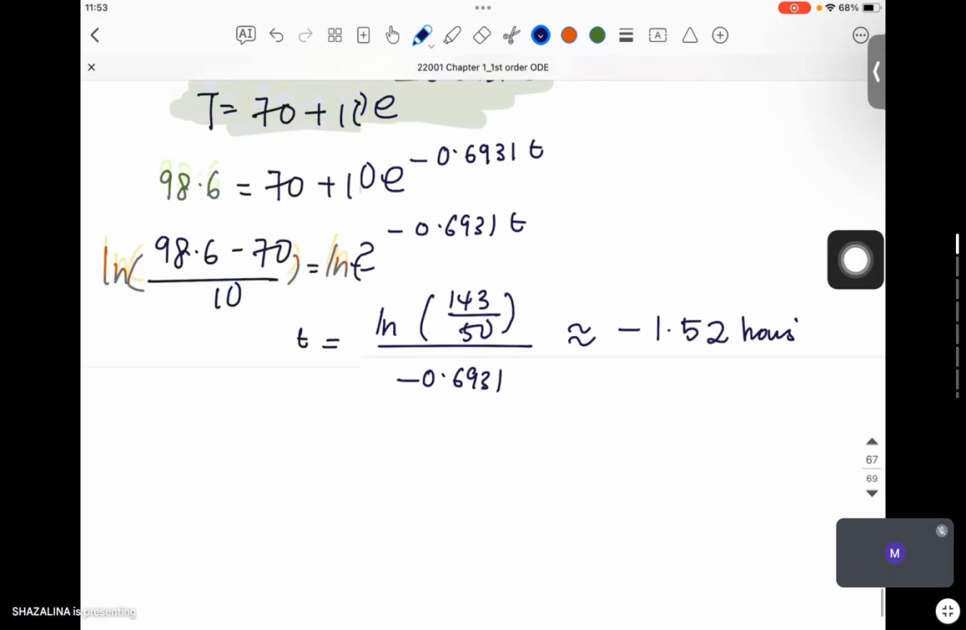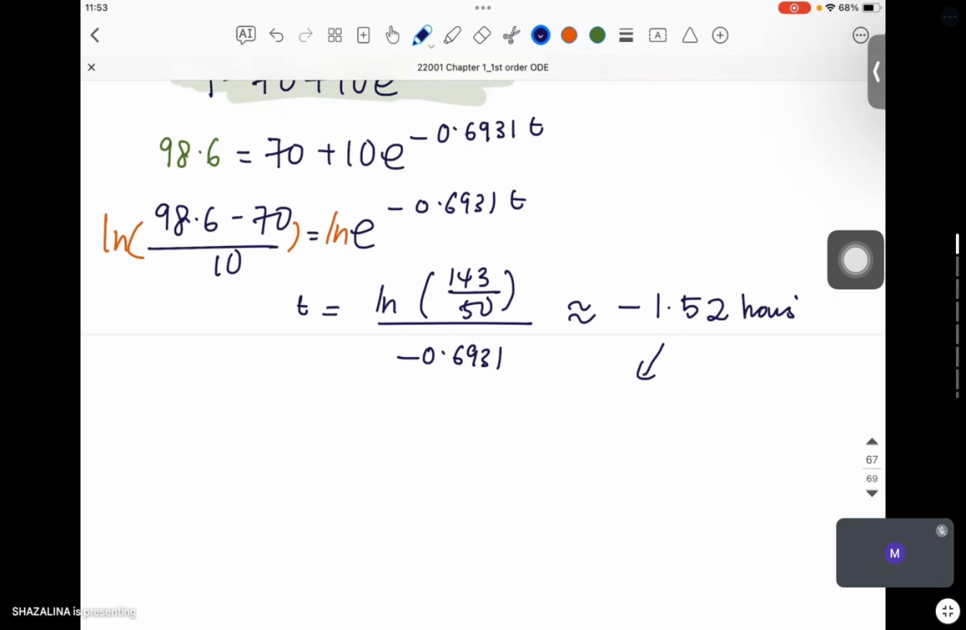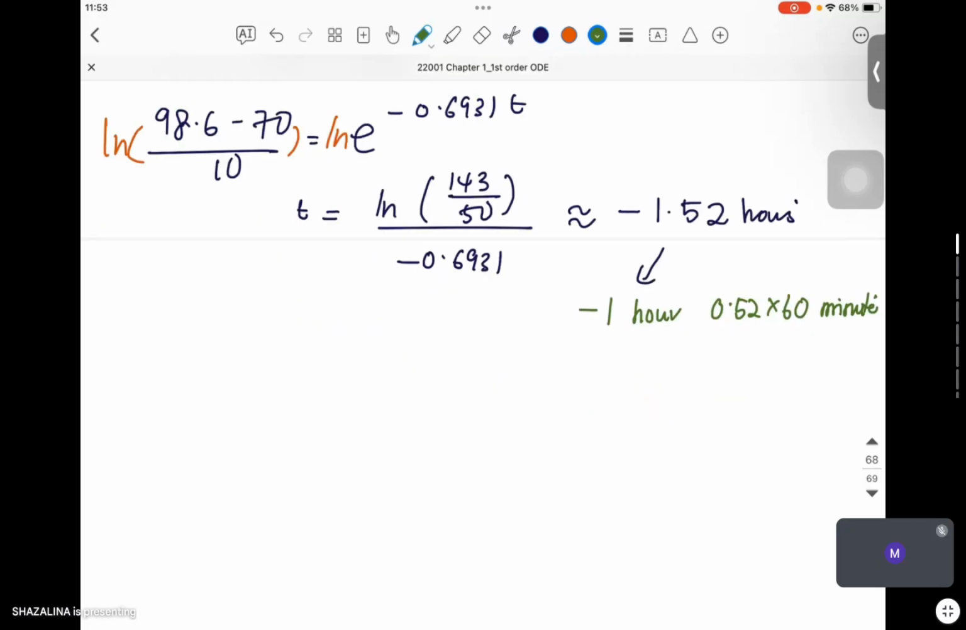So, sekarang kita nak convert. Negative 1.52 hours represents negative 1 hour, 0.52 times 60 minutes. Calculate. Negative 1 hour, 0.52 times 60, 31 minutes.